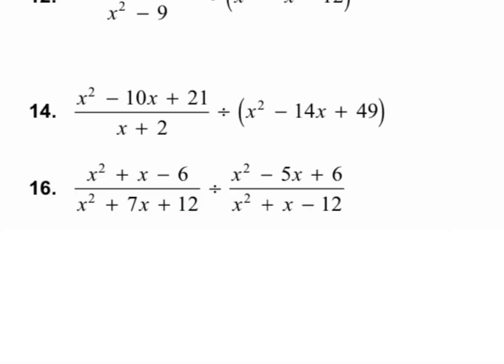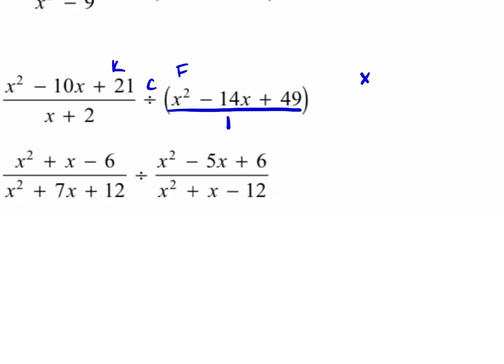Look at 14. What's the first thing when we see dividing? What do we have to do? Keep, change, flip. So we keep the first one, change to multiplication, and flip the second. What am I flipping on the second one? It's just... perfect. We put it over 1, but then we're going to flip it.